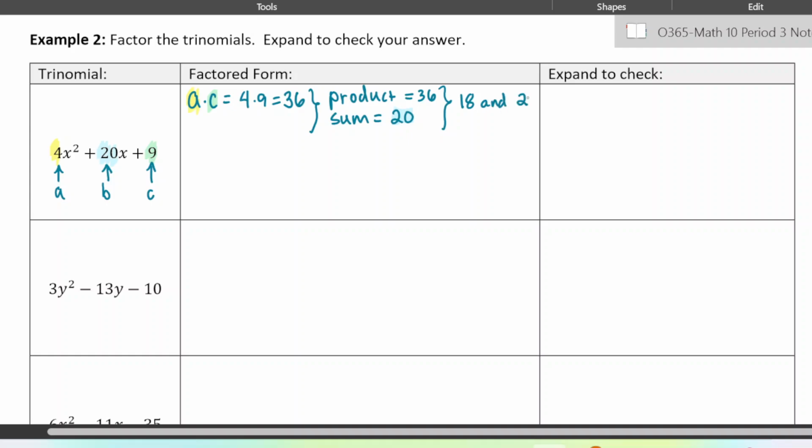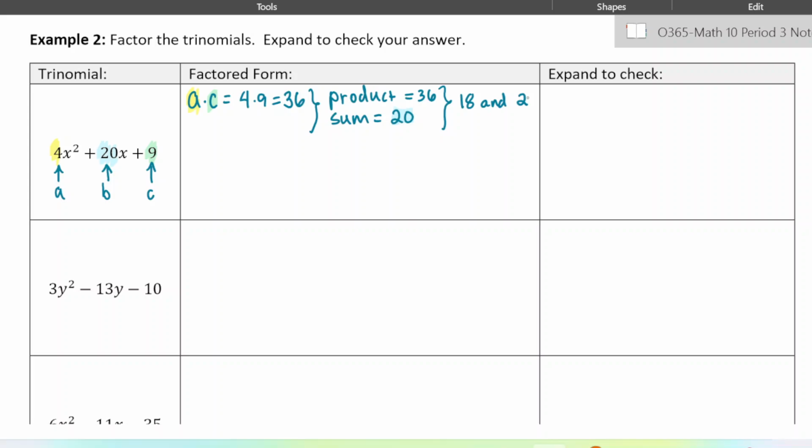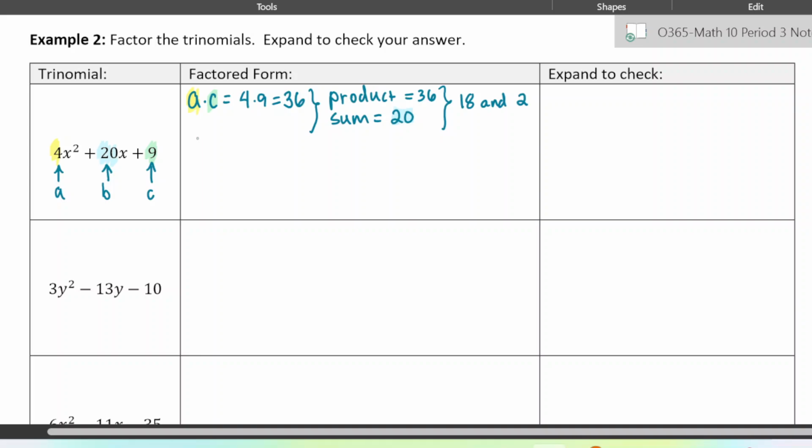And so I'm going to pull that middle number apart into 18x and 2x, which both add to 20x. This is always step one: we're going to pull apart that middle term. So we're going to have 4x squared plus 18x plus 2x plus 9.